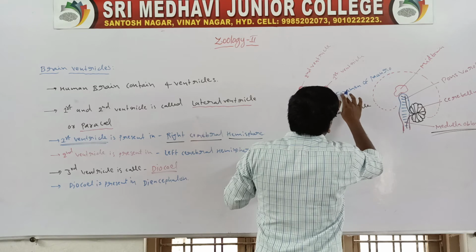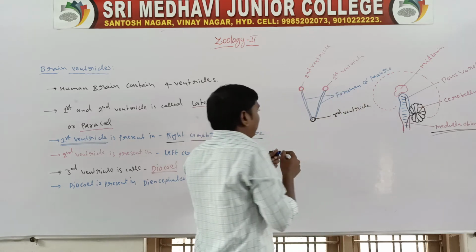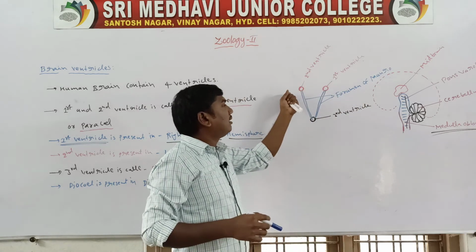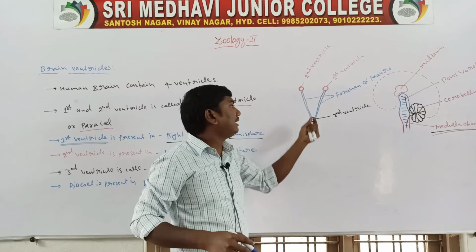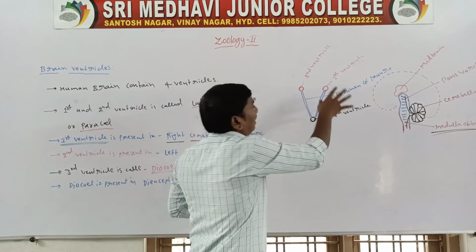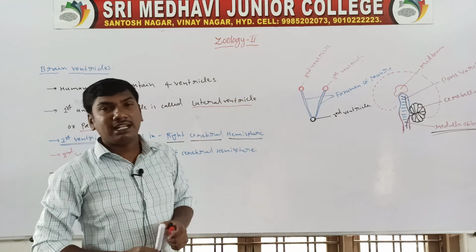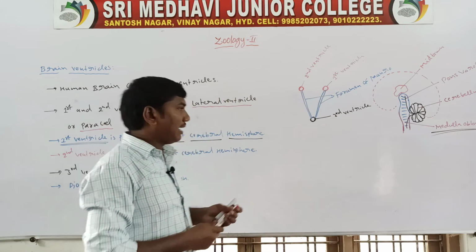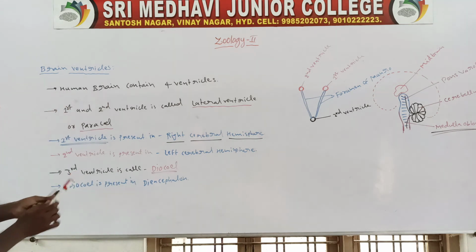Foramen of Monro. These two structures, the first ventricle and the second ventricle, connect to the third ventricle. These connections are called the foramen of Monro.